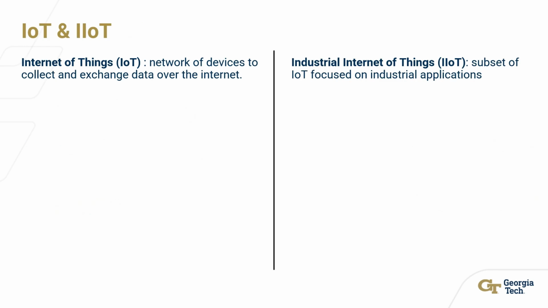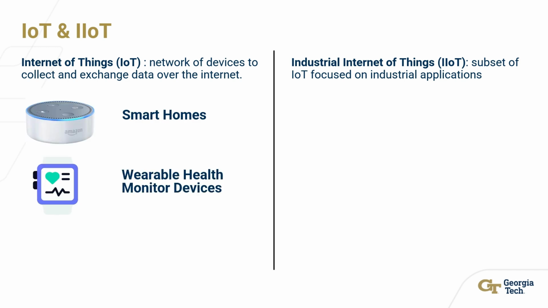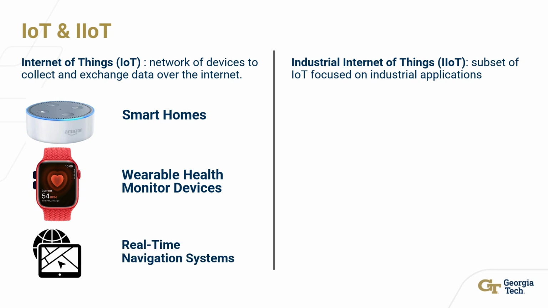The Internet of Things and Industrial Internet of Things both fall into the idea of having a network of devices such as sensors to collect and interact with the Internet, with the latter being a subset which focuses on the application of IoT in industrial applications. There are many instances in real life where IoT and IIoT can be seen. Common applications can include smart home devices such as Amazon Alexa, wearable health monitor devices such as Apple Watch, and a lot of car real-time navigation systems which take into account current traffic.